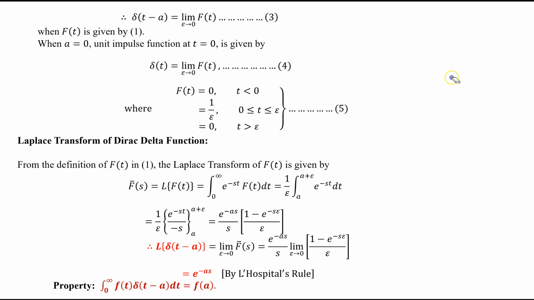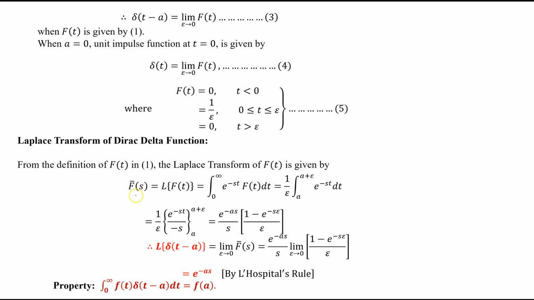So what is the Dirac delta function? Delta of t minus a is called the Dirac delta function or unit impulse function. The unit impulse function is nothing but a large amount of force applied in a very short duration of time. Now the Laplace transform of the Dirac delta function can be derived in this manner.